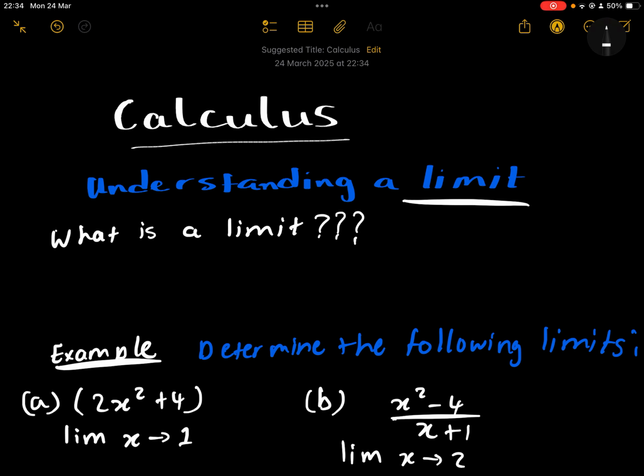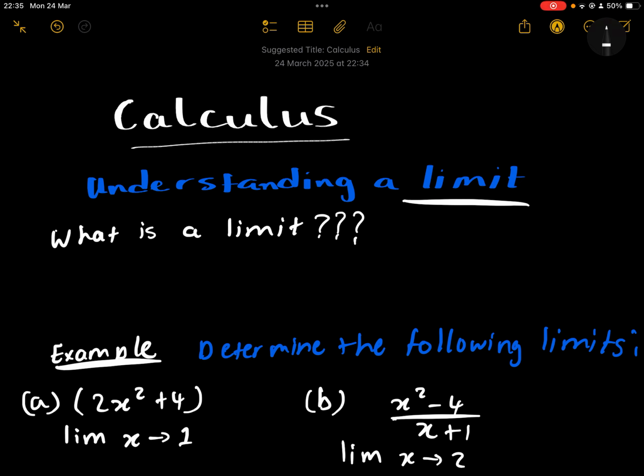Whenever you're using a bank card and they say you have a limit, what does that mean? That means it is the amount that you cannot exceed. So if your limit is 5,000, that means you can't spend more than 5,000 on your card. It's the same thing with calculus.